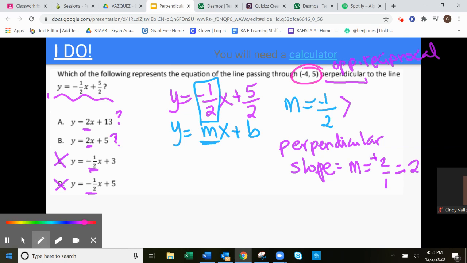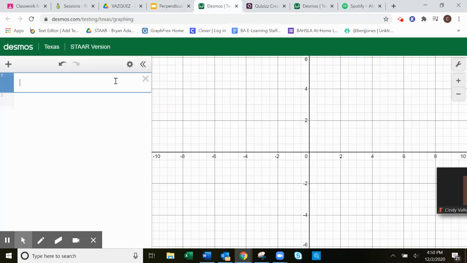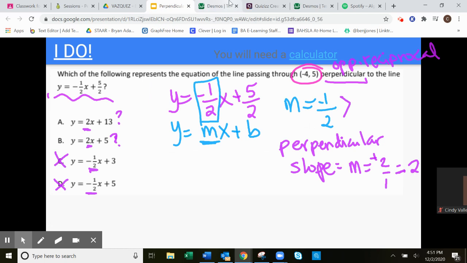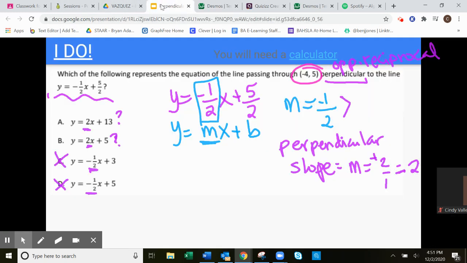At this point, we're going to use Desmos and plug that in to check. I'm going to first type in my point exactly as I see it: (-4, 5), and then close the parentheses. Once you do that, you will notice a point comes up. I'm going to check label just in case, and then I am going to graph.